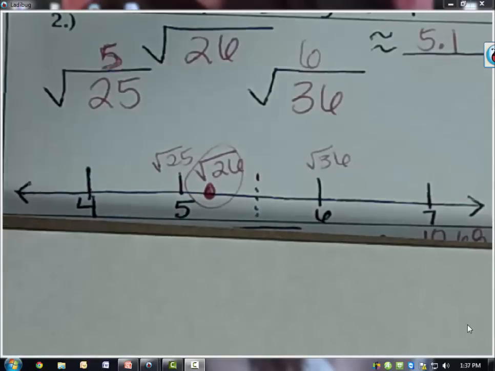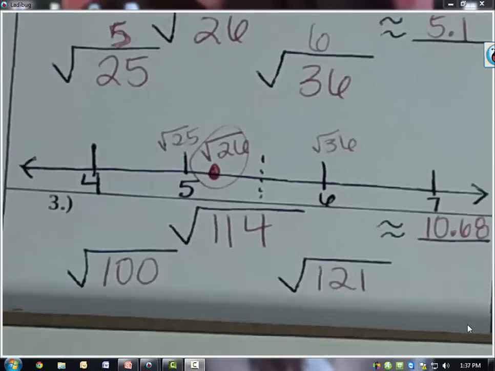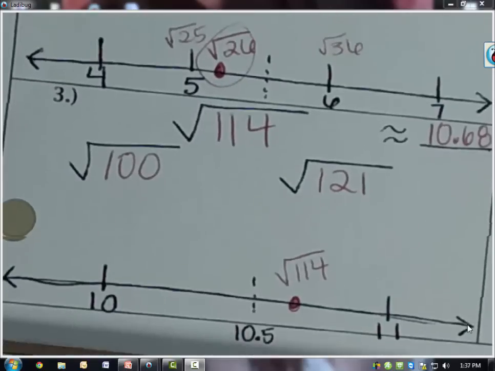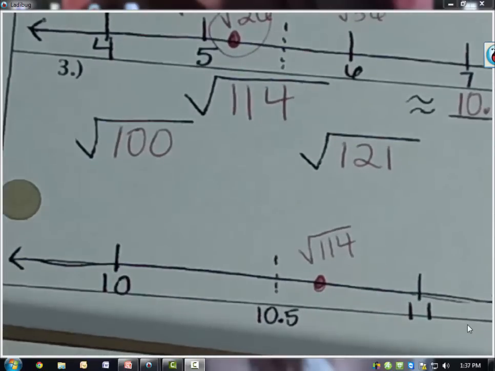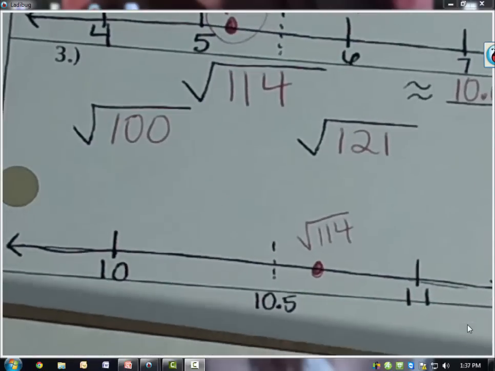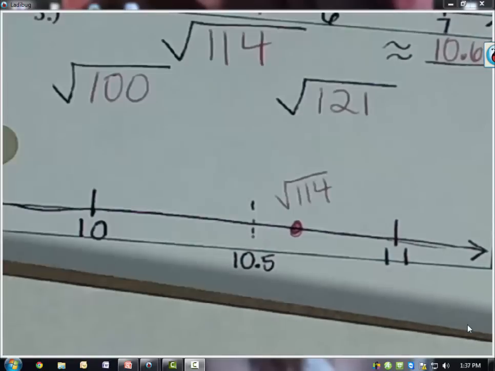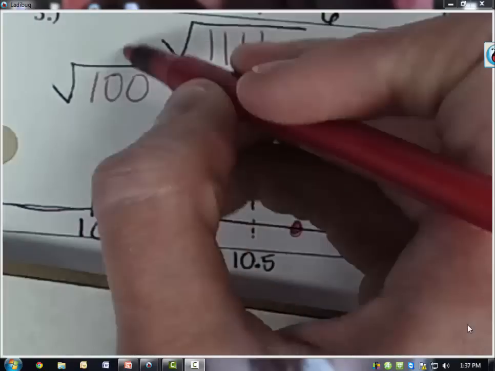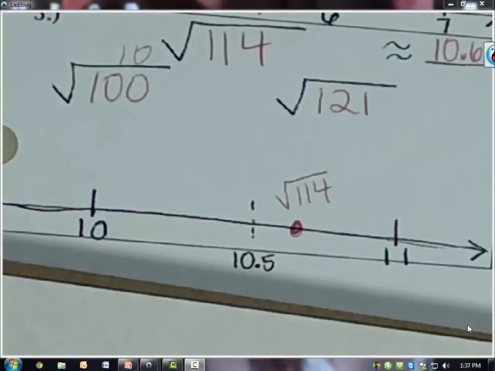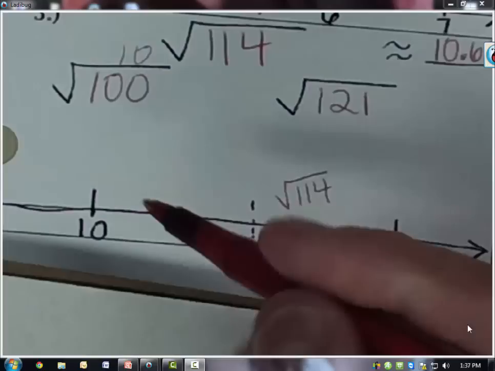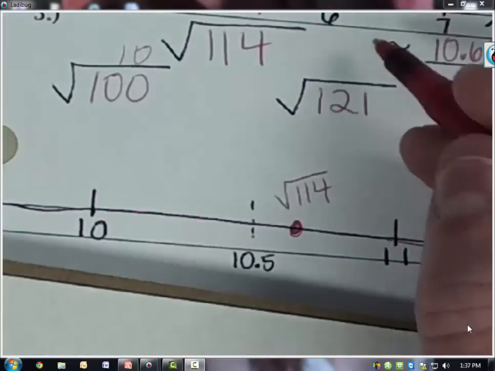Everybody with me? Okay. So on number 3, we're estimating the square root of 114. In my head, you have to come up with what two numbers it would be between. The square root of 100, I came up with because I was thinking about 10. 10 squared is 100, so the square root of 100 is 10. So it has to be between 10 and 11.